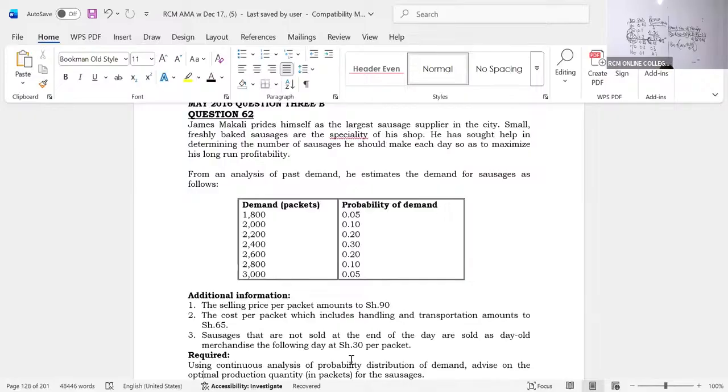I know that there are students who are waiting for Mwalimu to do it. I'm not doing this question. This question is yours. This question is yours 100%.